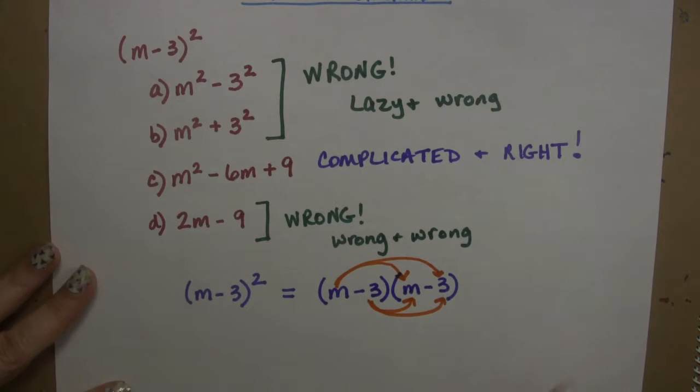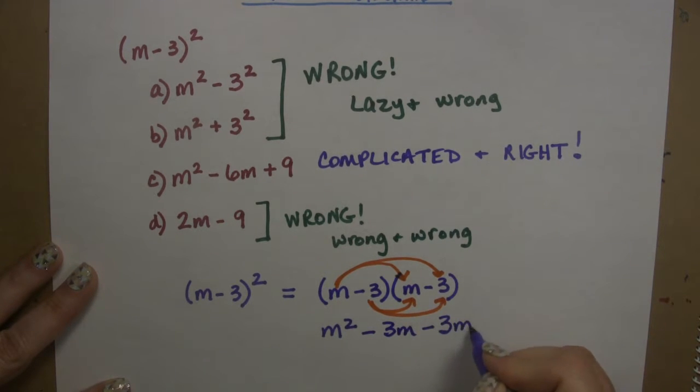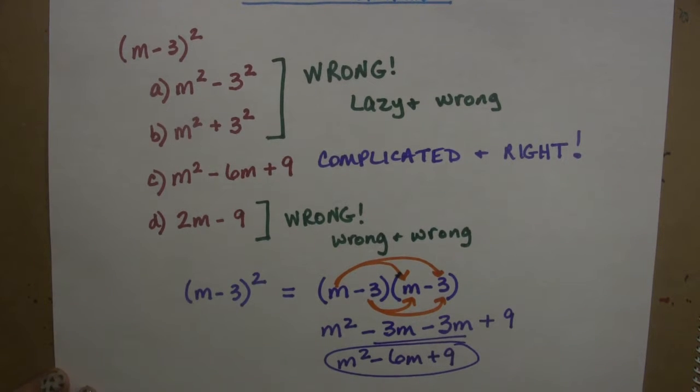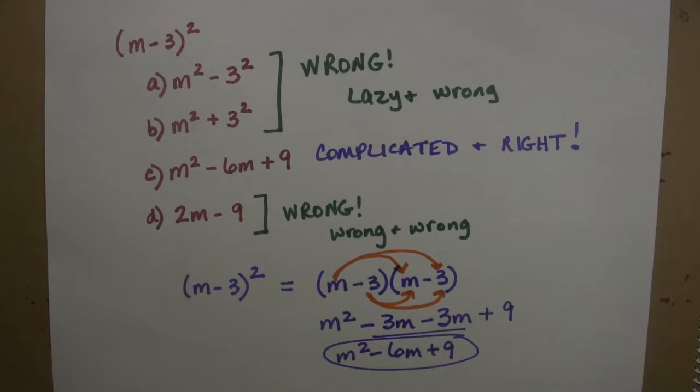And so then when you FOIL this, you get m squared, that's m times m, then m times negative 3 gives you negative 3m, negative 3 times m gives you another negative 3m, and negative 3 times negative 3 gives you a positive 9. So simplifying these like terms, m squared minus 6m plus 9. That is the correct answer to this problem.